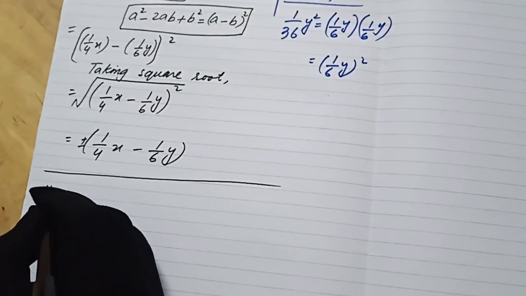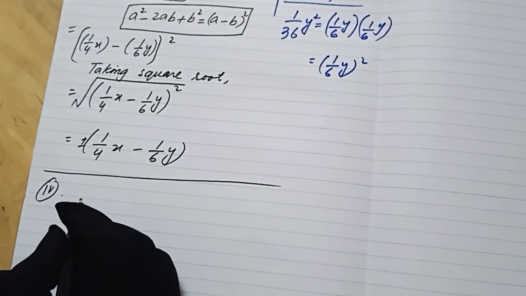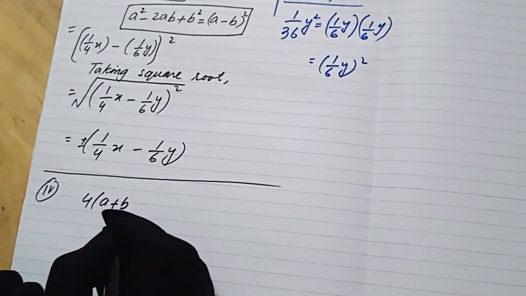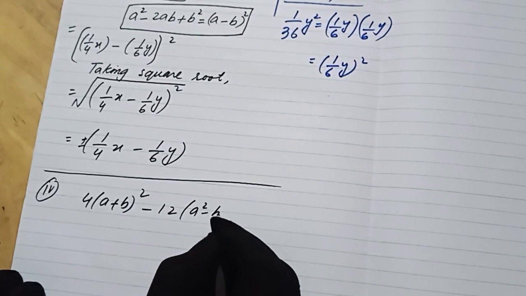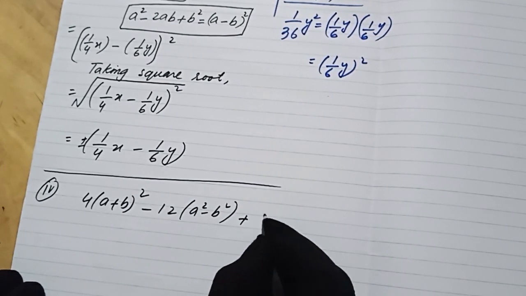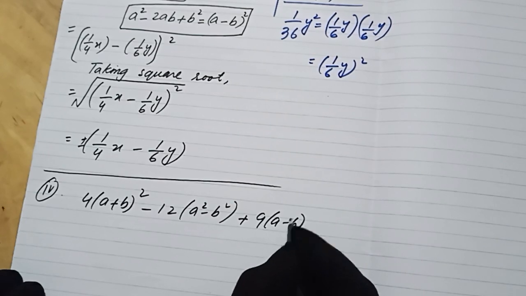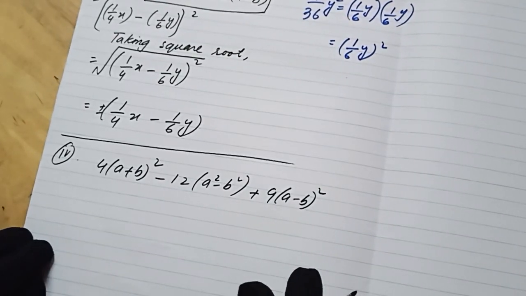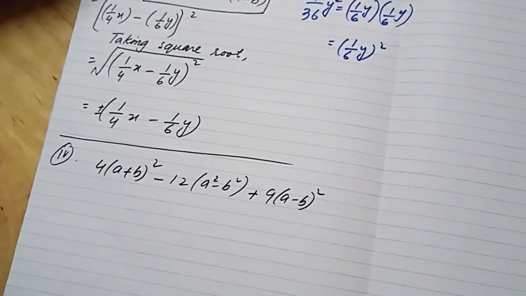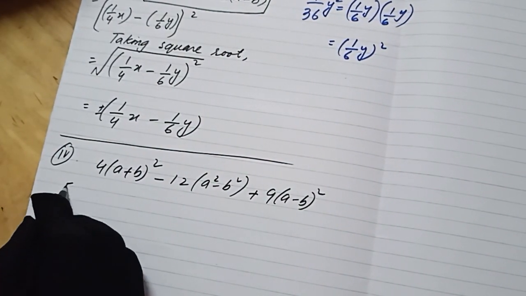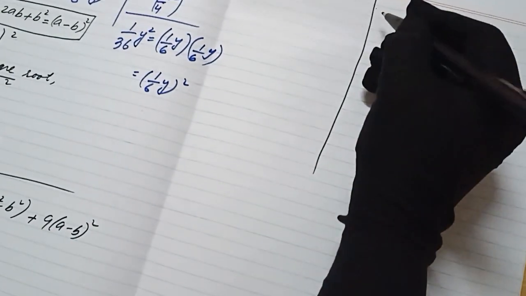Let's try the next part. It's like 4 times a plus b whole square minus 12 times a square minus b square plus 9 times a minus b whole square. So this question is very easy. These terms are already transformed in the square form. Only we have to make them in the whole square form. So let me write down over here what we want to do.